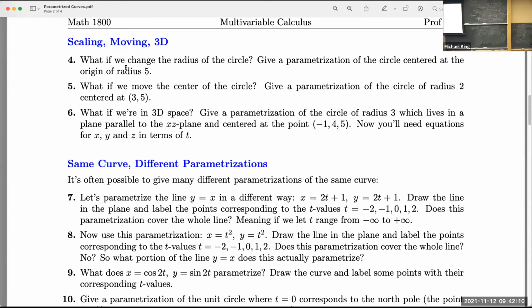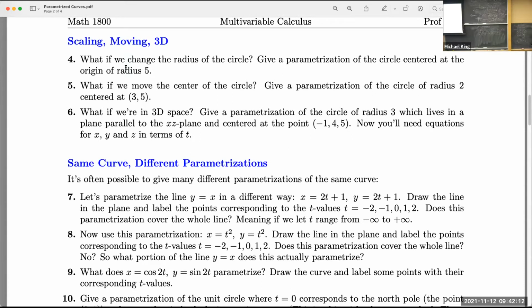So yeah, what if we wanted to change the radius? What if we wanted to just parameterize a circle of radius 5? What would we have to do to this parameterization? How could we change it? Yeah, we just scale these by 5, right? 5 cosine t, 5 sine t, right?